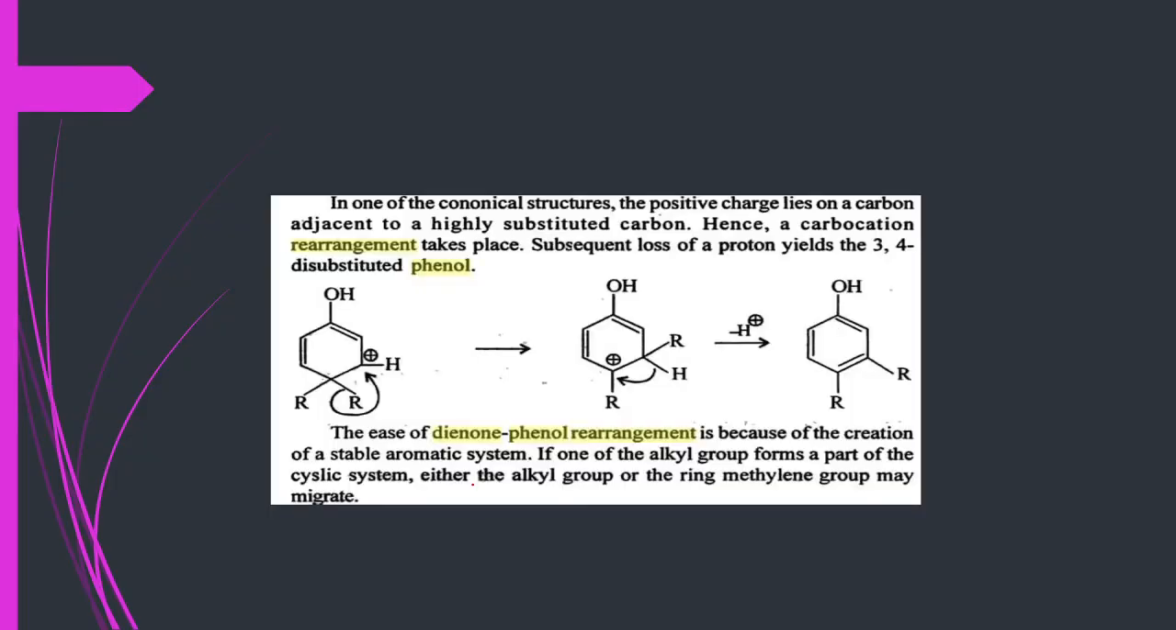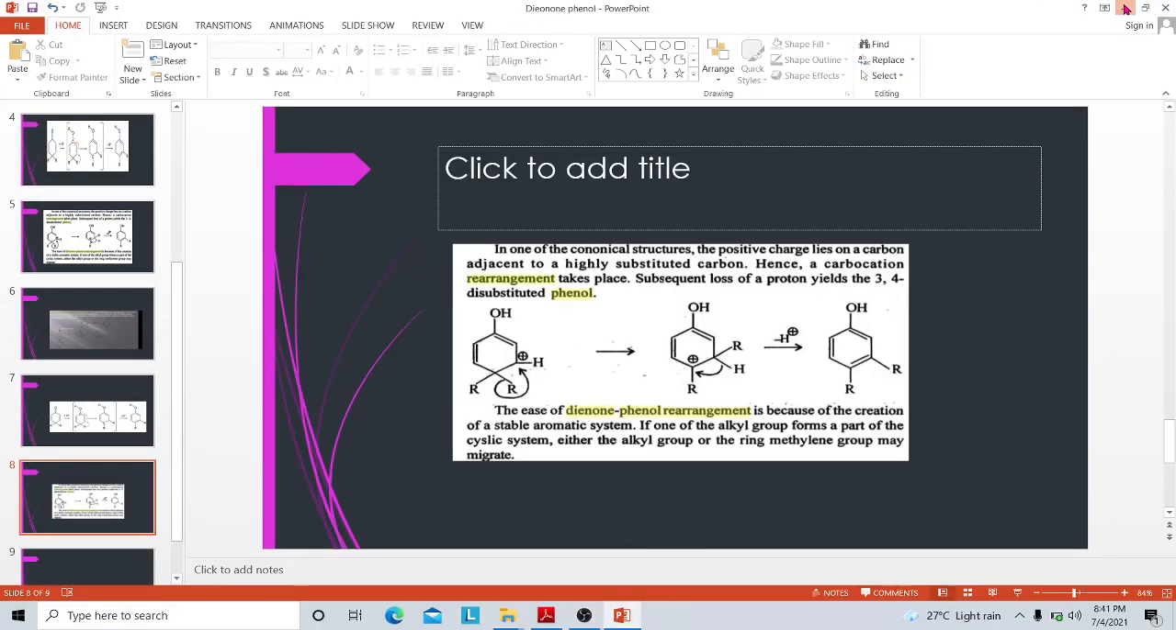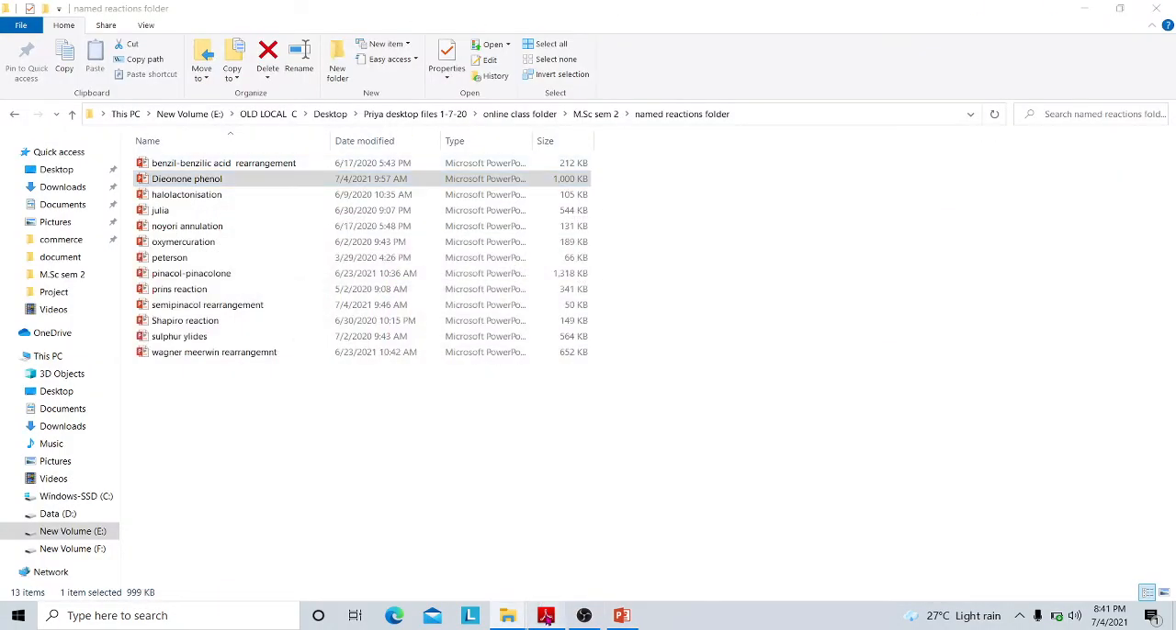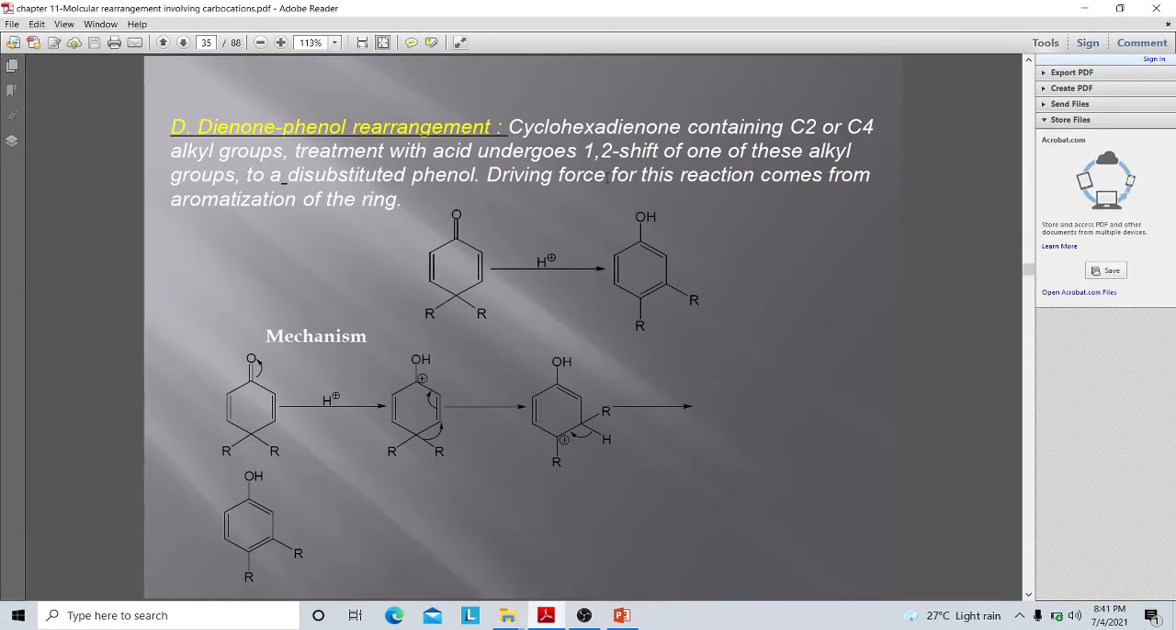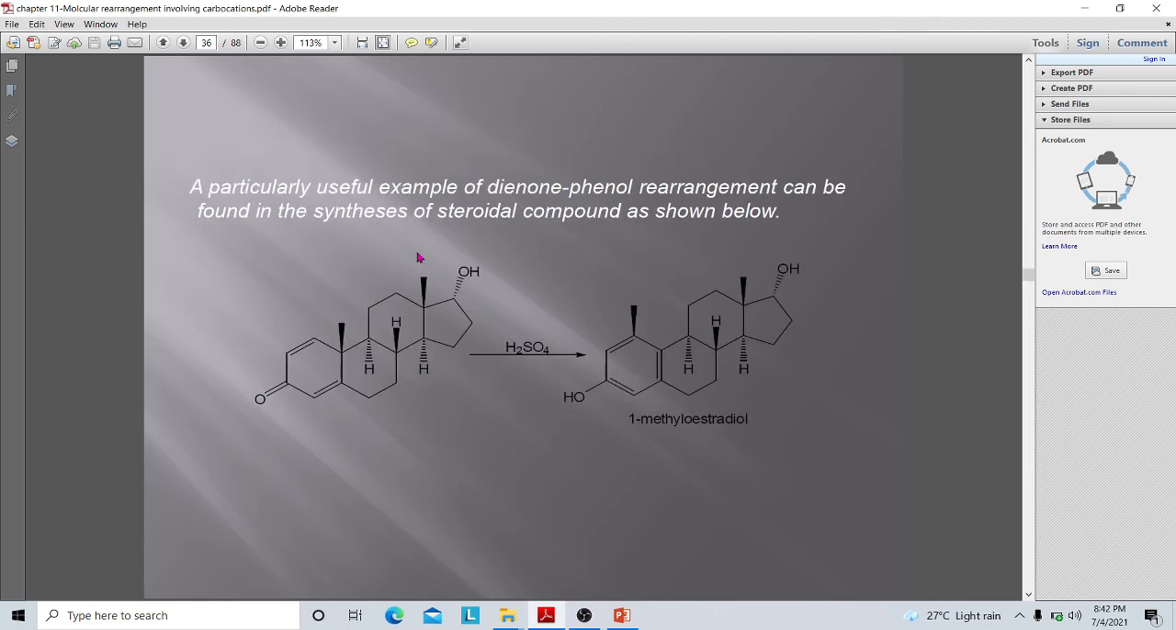In the case of dienone-phenol rearrangement, this molecule is the cyclohexadienone containing a C2 or C4 alkyl group. On treatment with acid, it will undergo a 1,2 shift. This is also a type of rearrangement, and this is an example of dienone-phenol rearrangement.